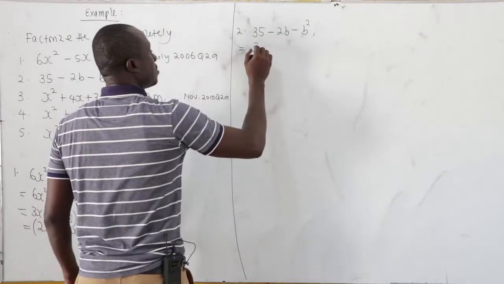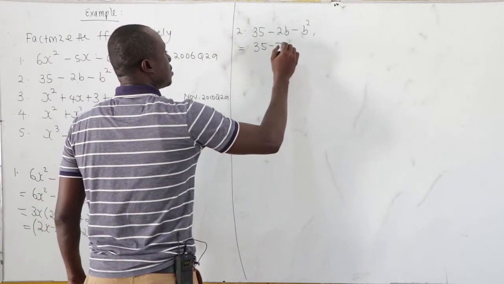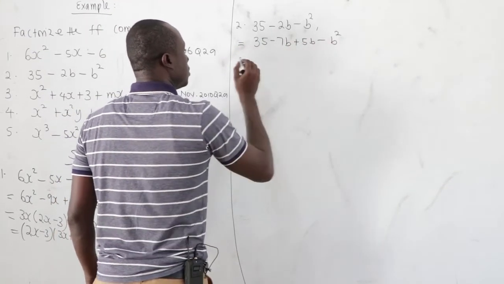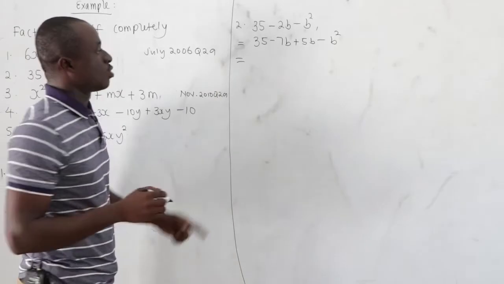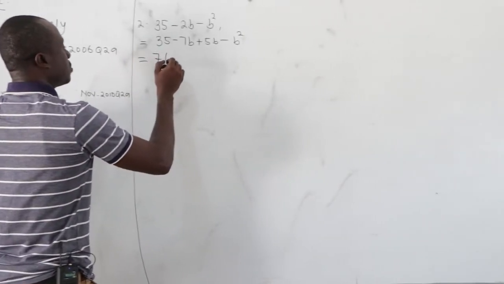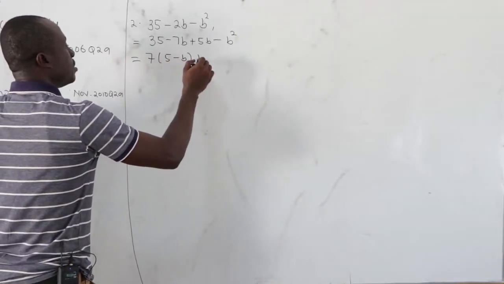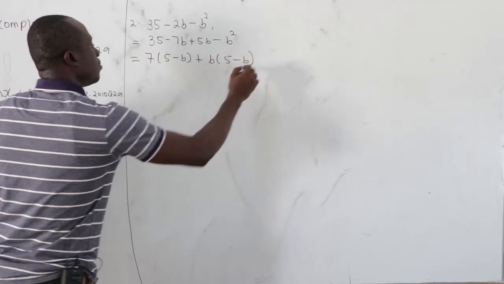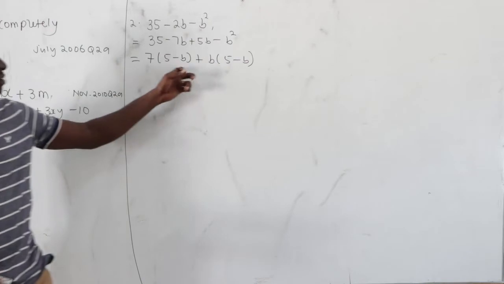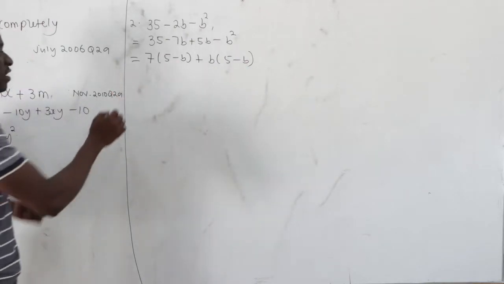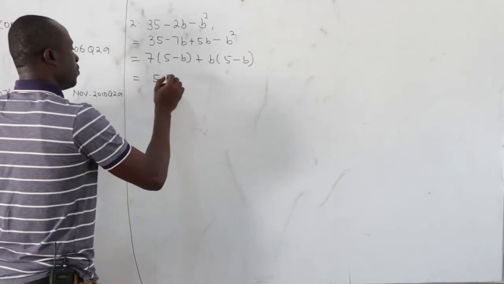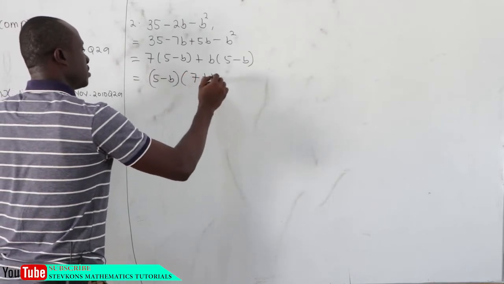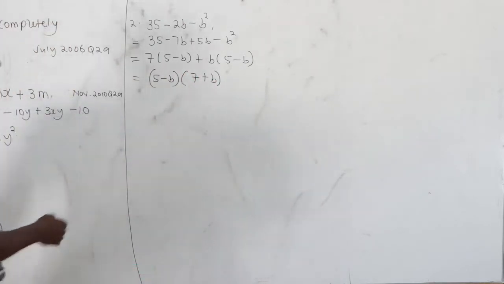So we have 35 minus 7b plus 5b minus b squared. Now these 2, what is common? Clearly 7 is common, so 7 out, we have 5 minus b. And this one, clearly b is common, so we have 5 minus b. What can we see? 5 minus b is common. Let's bring the 5 minus b out. So you have 5 minus b, and what do you have? 7 plus b. Yeah, and that's that.